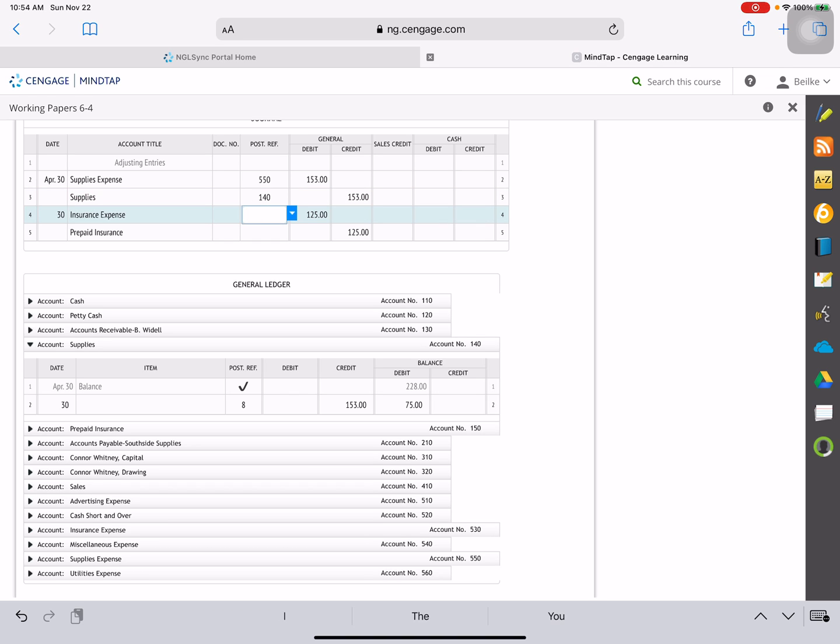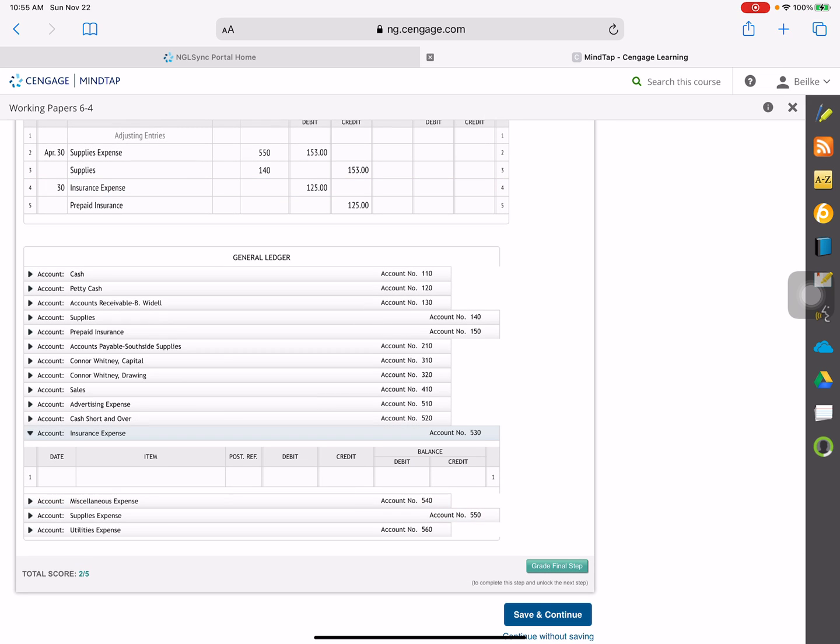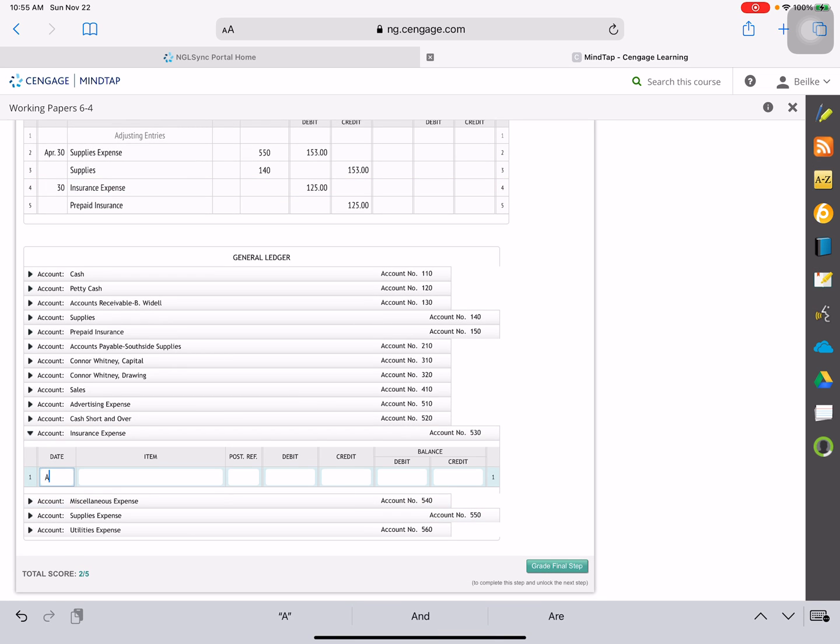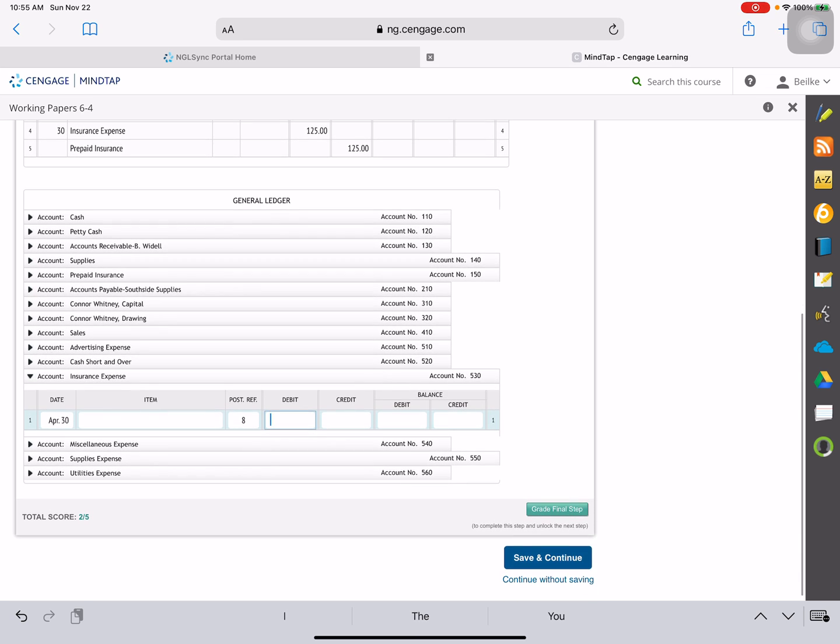Our third posting goes to insurance expense. We'll go down to insurance expense. The date is April 30th. Post reference is from page 8 of the journal. We are debiting our insurance expense for $125. It has a zero balance, so therefore 0 plus 125 is a $125 debit balance. And again, the last step is to go up into our journal and put 530, the account number, where we posted it to in our journal.